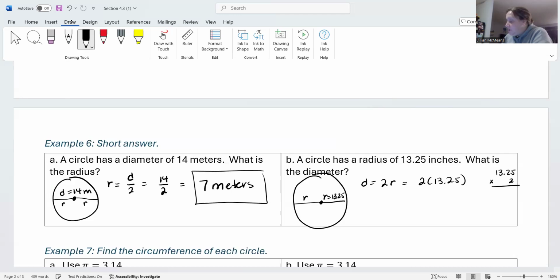So let's see, I would take 5 times 2, which is 10, so keep a 0, carry a 1. 2 times 2 is 4, plus 1 is 5. 2 times 3 is 6. 2 times 1 is 2. My first factor has 2 decimal places. My second factor has 0 decimal places. That tells me my product needs 2 decimal places. So I get 26.5, which is the same thing as 26.50. We just don't generally write those zeros on the end. So I would say the diameter here is 26.5 inches.